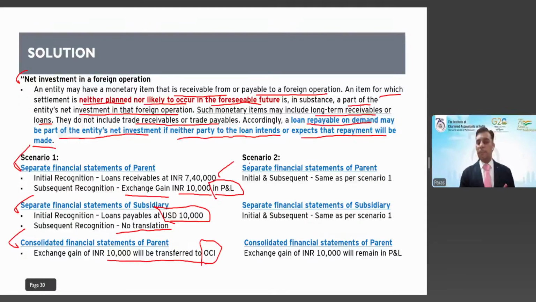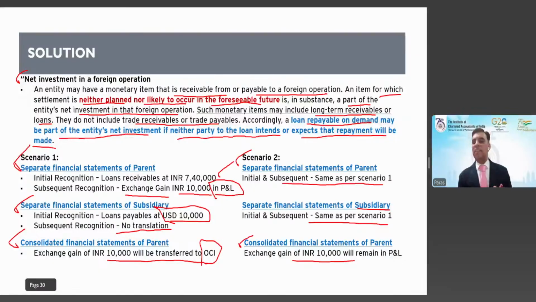Now, if you read scenario number 2, in the separate financial statements of the parent entity, initial and subsequent recognition will be the same as per scenario number 1. In the separate financial statements of the subsidiary, initial and subsequent recognition will be the same as per scenario number 1, right? But in the consolidated financial statements of the holding company, or you can say in the consolidated financial statements of the group, this gain will be recognized in the P&L account only. You cannot transfer this gain to the OCI account, right?